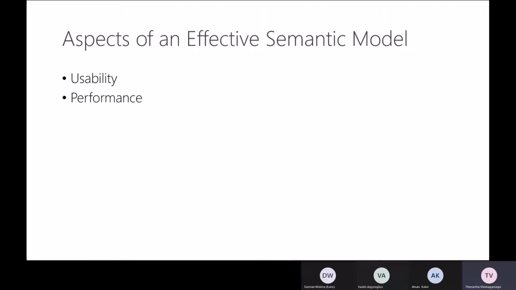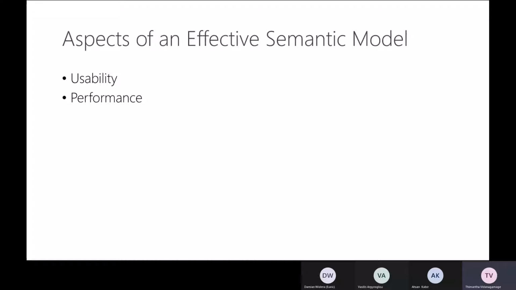So there should always be a balance and combination between usability and performance in order to build an effective semantic model. And yes, there can be other aspects, such as security and many more, that come into play in an effective semantic model as well.